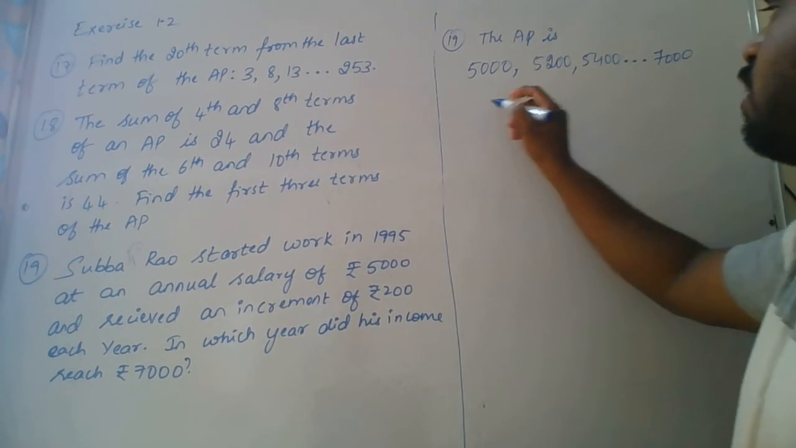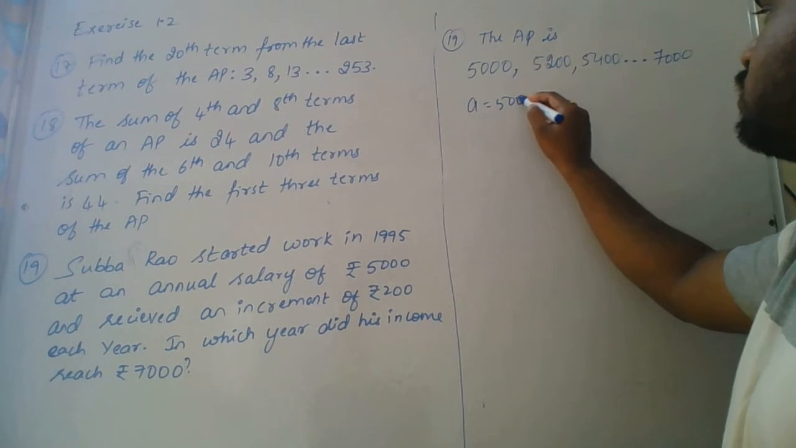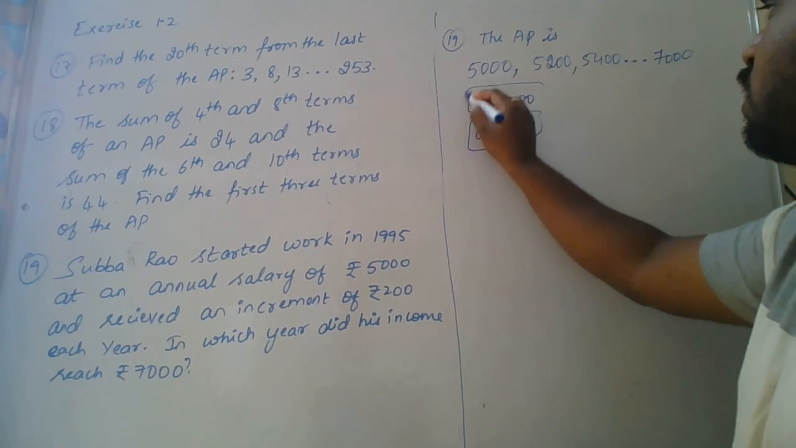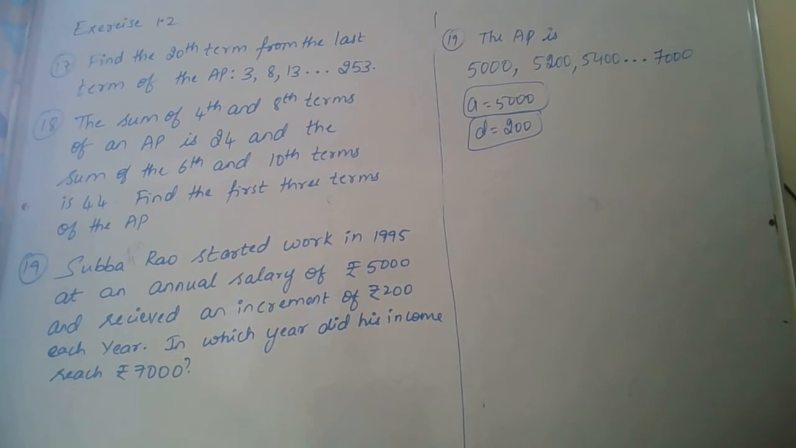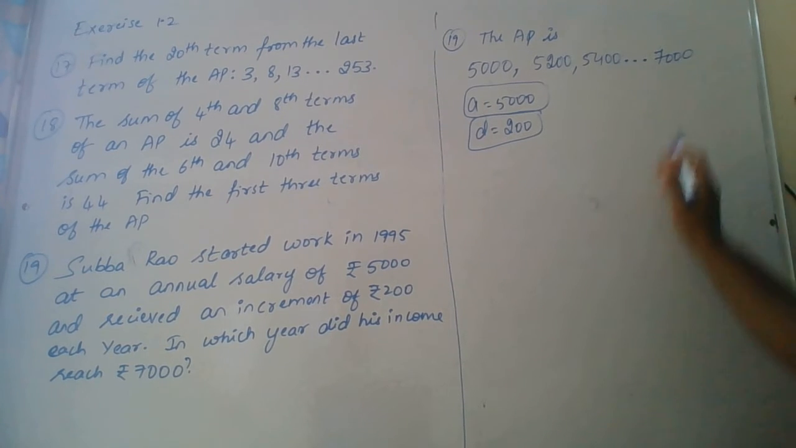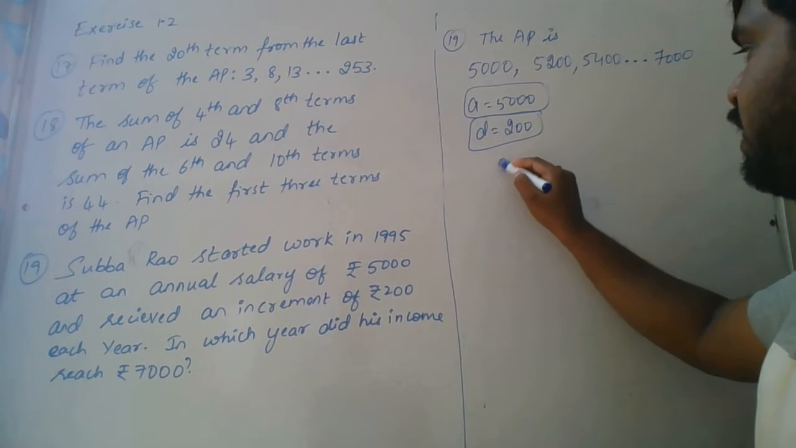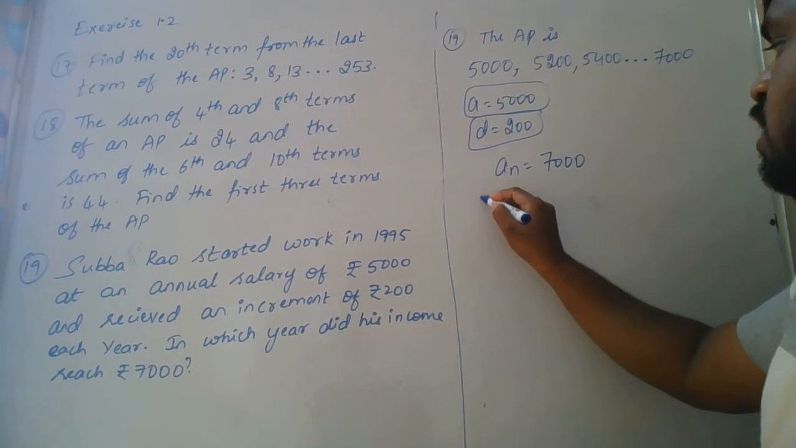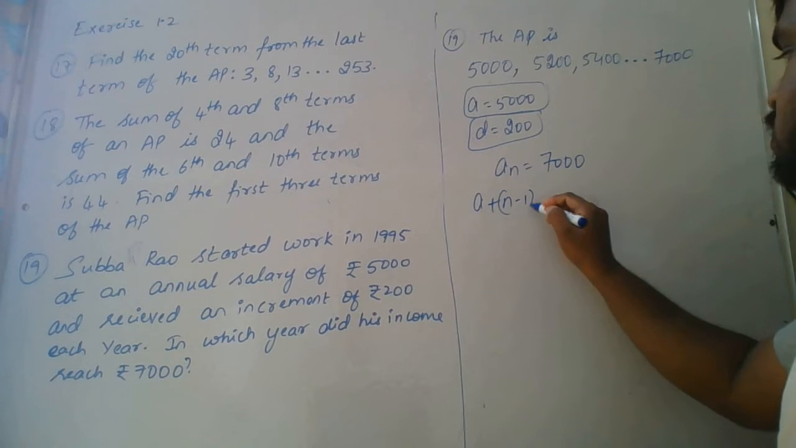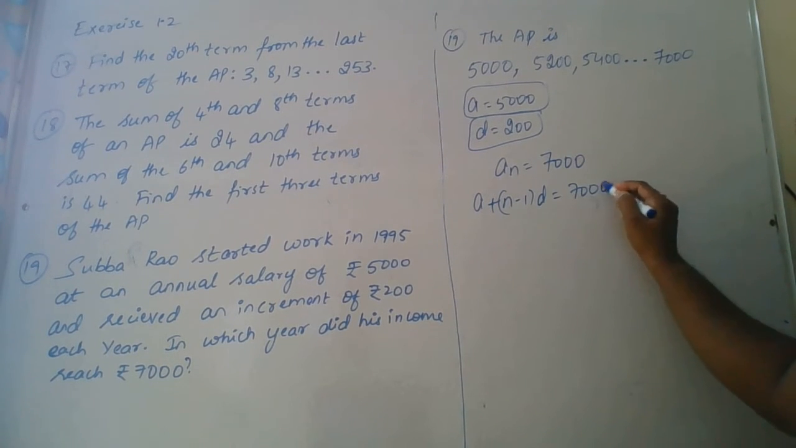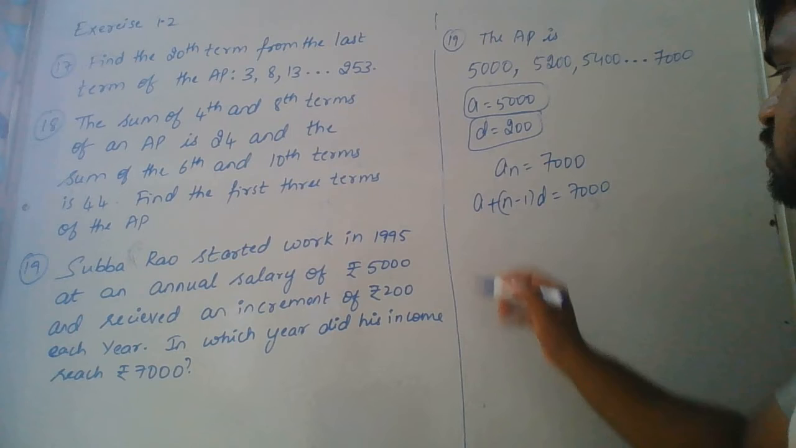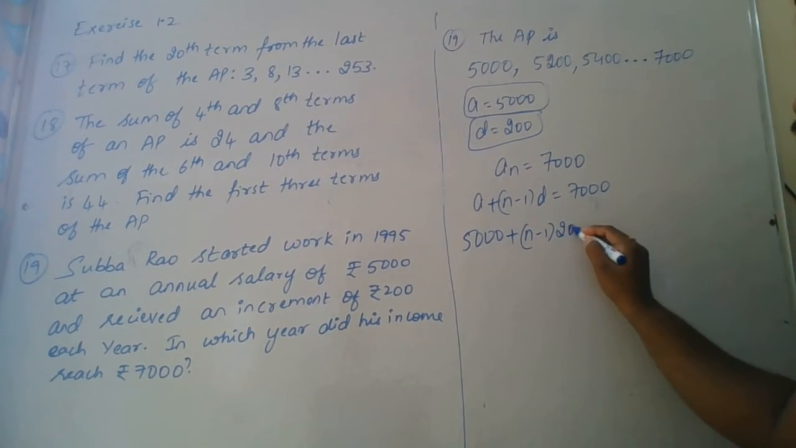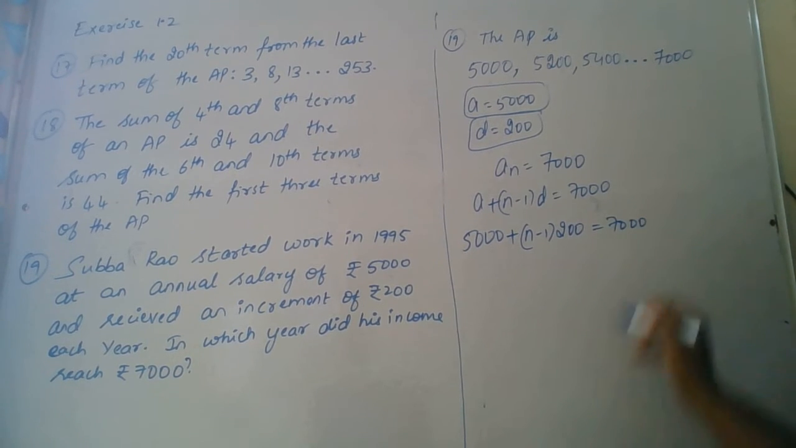That's the question. So here A value is 5,000, D value is 200. Just subtract it. 5,200 minus 5,000 is 200. This minus this. We don't know which term it is. So what do we take it as? AN. Or the last one, we'll take it as AN. AN is equal to 7,000. AN formula: A plus N minus 1 into D equals 7,000. A value is how much? 5,000 plus N minus 1. D value is 200, equal to 7,000.